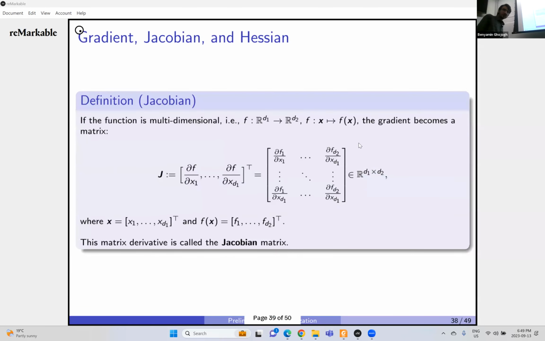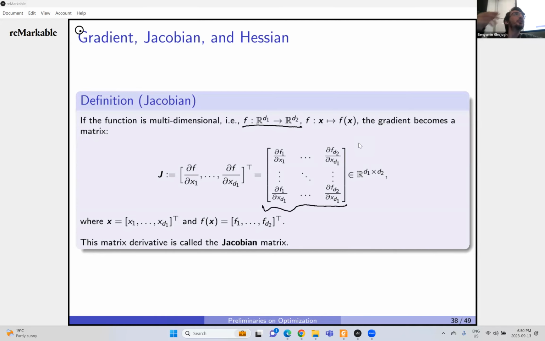Okay, Jacobian. Jacobian is usually when the first order derivative becomes a matrix. When the first order derivative was a vector, we called it gradient. When it becomes a matrix, we usually call it Jacobian. So when does that happen? When the function gets a vector and outputs a vector. But the input vector and output vector do not necessarily need to have the same dimensions, right? So assume D1 dimensional as input, D2 dimensional as output. Then we will have a matrix.